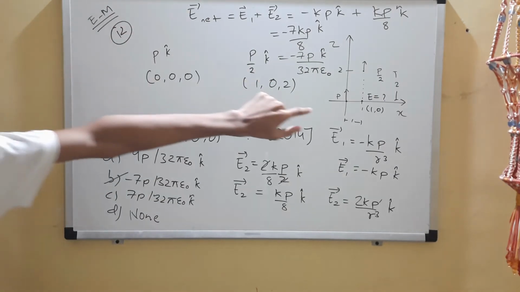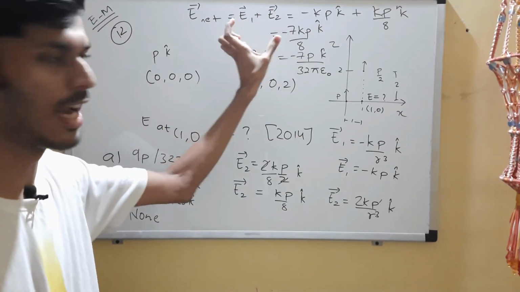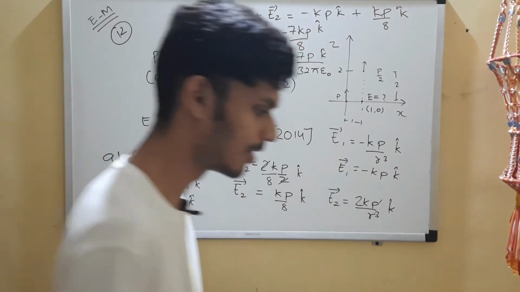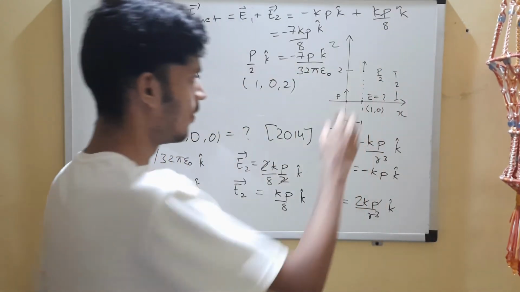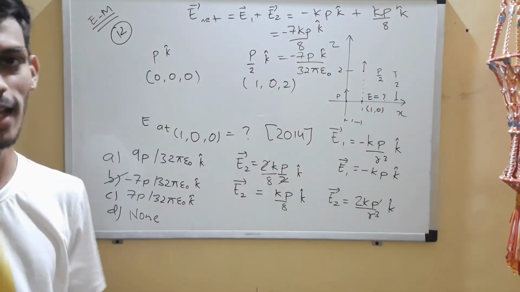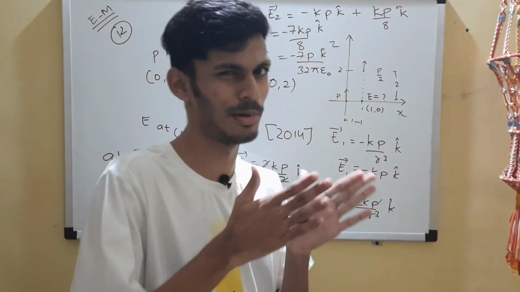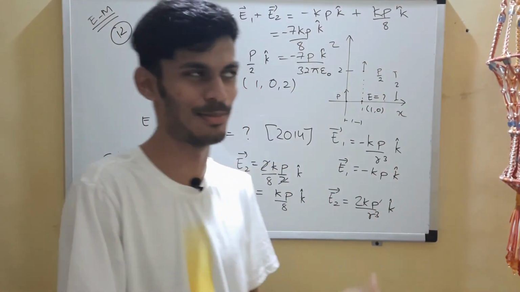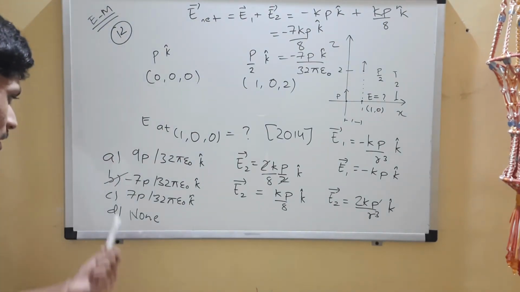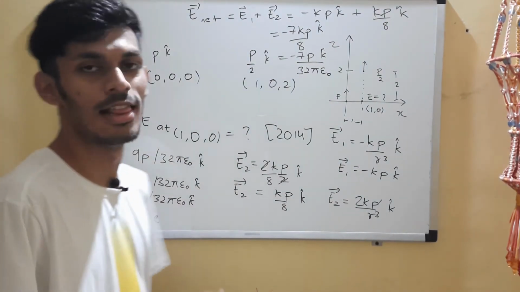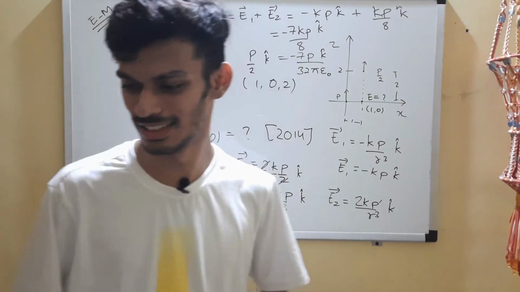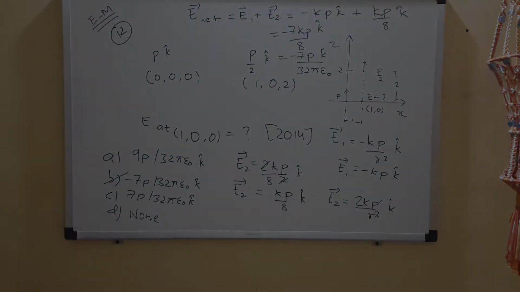So net electric field at this point, we get it by adding the electric field vectors due to this dipole and that dipole. Okay, and the answer is minus 7 p k cap divided by 32 pi epsilon naught. Yeah, so that is our answer. Let's move to the next question now.